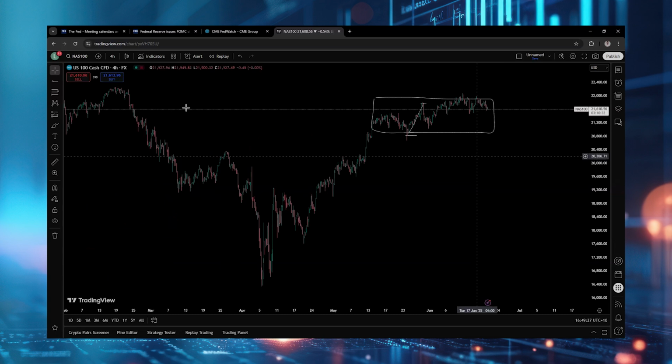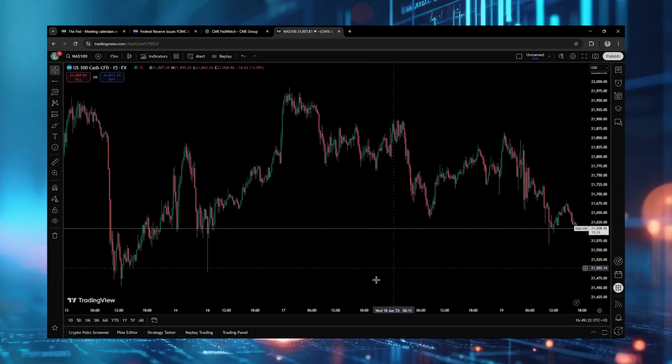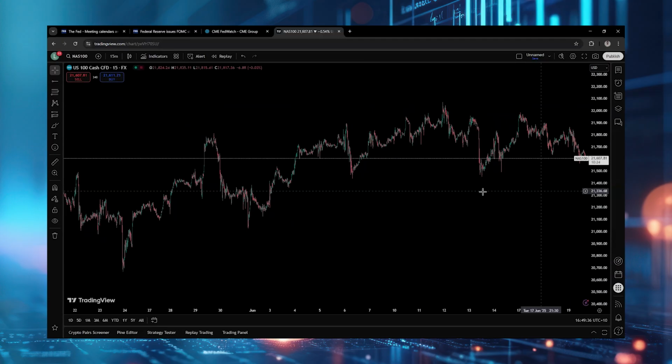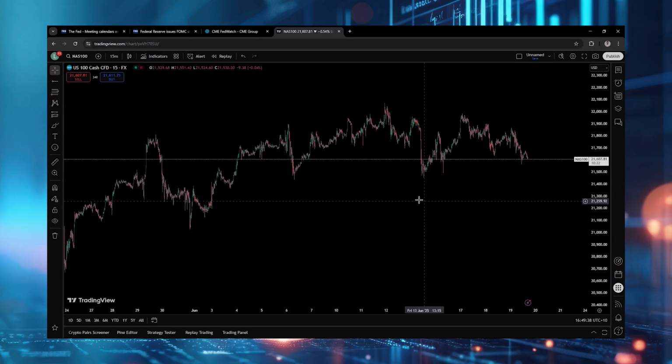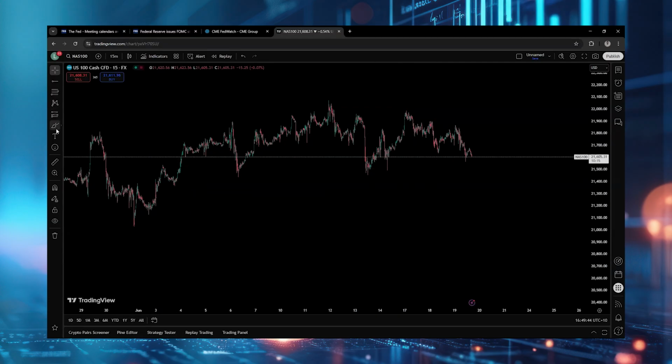And trying to speculate on Nasdaq, I would say, let's say 50 minutes, coming around the levels of 21,300. 21,300 would be quite decent.